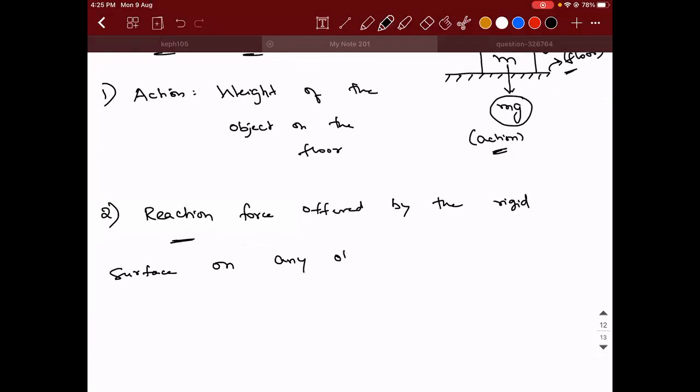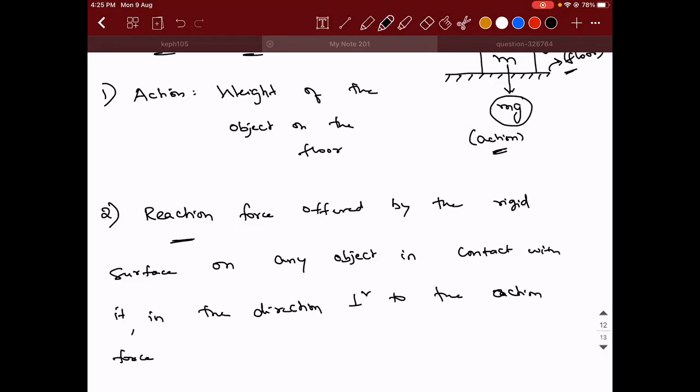on any object in contact with it is called normal. Okay, on any object in contact with it. Wait, I would like to add one more point. In contact with it, in the direction perpendicular to the action force is called normal, and normal is represented by the symbol capital N.